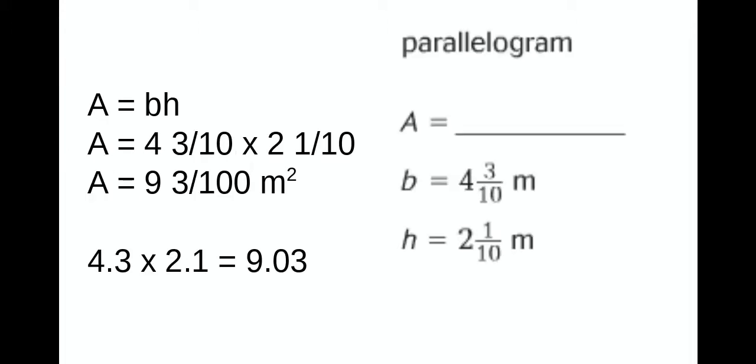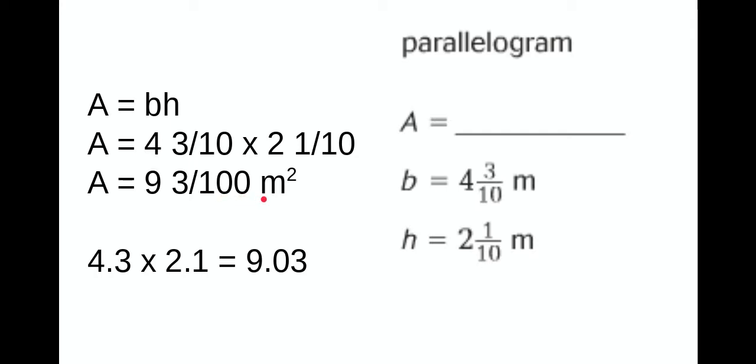Next up, we have another parallelogram. This one has some mixed numbers in here, so they look a little weird when you type them on the computer. We end up having our base times our height. So this is 4 3/10 and 2 1/10. Multiply them together and you get 9 3/100. So 9 is your whole number, 3/100 is your fraction, and that is already in simplest form. And it's going to be meters squared.